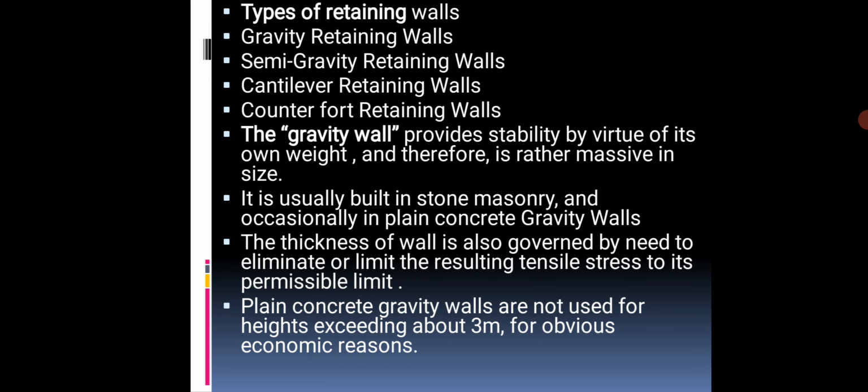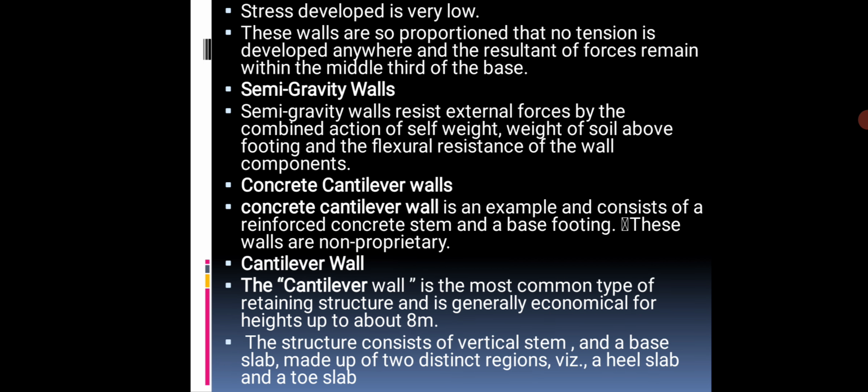The thickness of the wall is also governed by the need to eliminate or limit the resulting tensile stress to its permissible limit. Plain concrete gravity walls are not used for heights exceeding about 3 meters for obvious economic reasons. Stress developed is very low. These walls are proportioned so that no tension is developed anywhere and the resultant of forces remains within the middle third of the base.